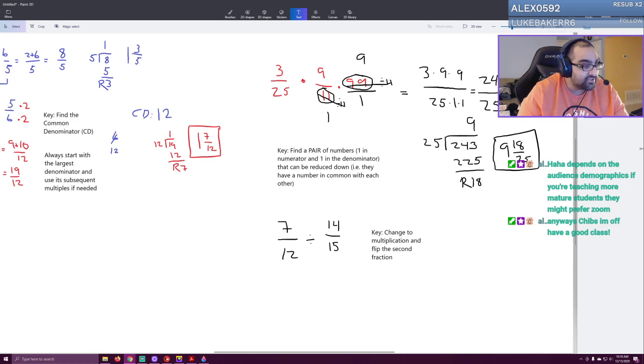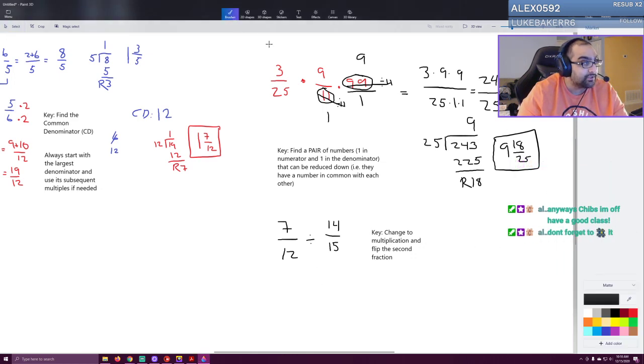All right. So what we want to do here specifically in this particular problem, never forget to hashtag it, brother. Never. All right, so here we get 7 over 12. And we could change this to multiplication, and we change this to 15 over 14 instead. So here's where we flip that second fraction.